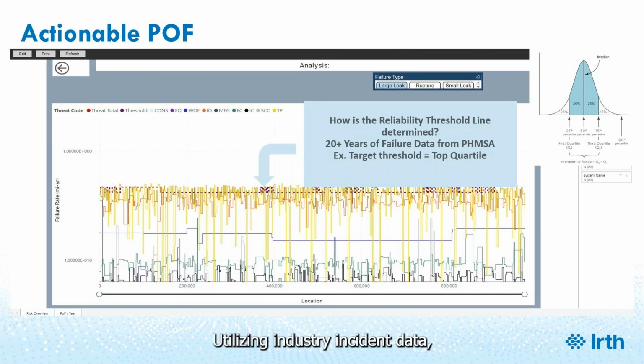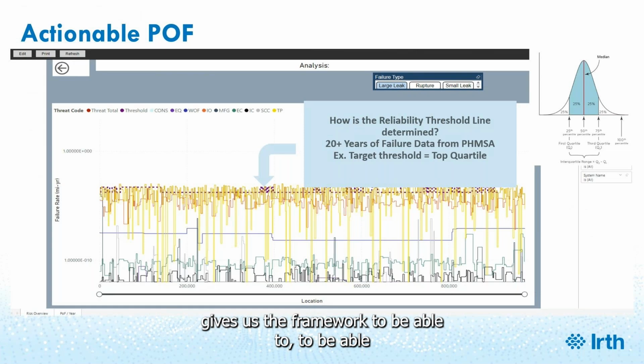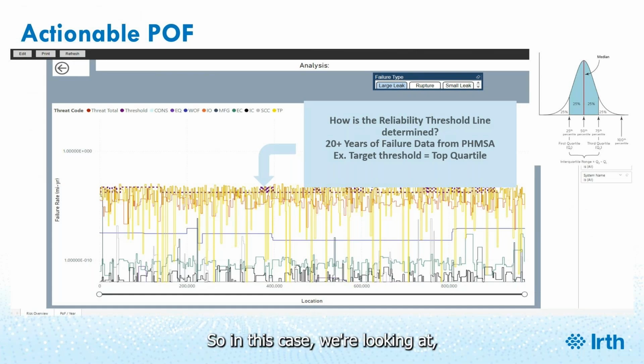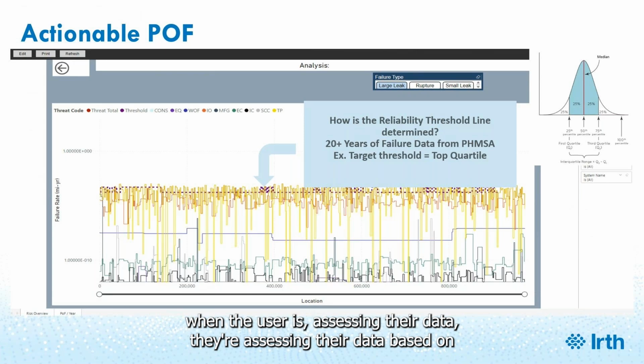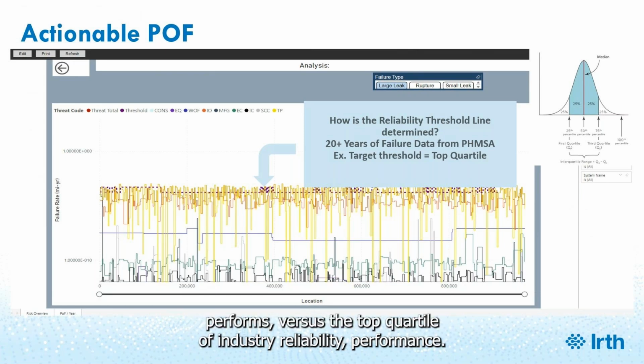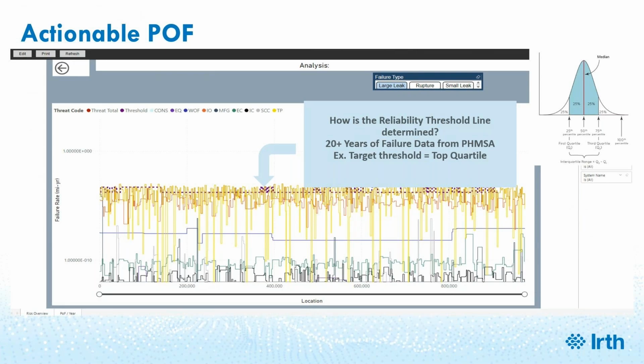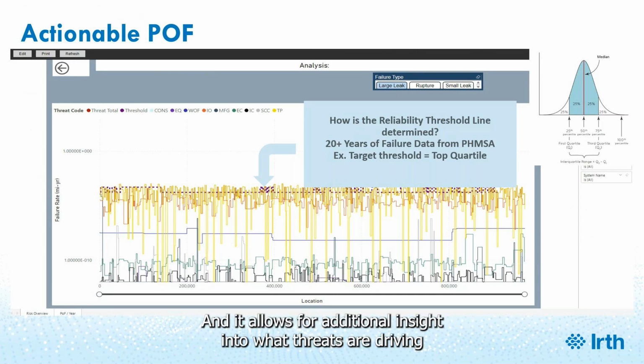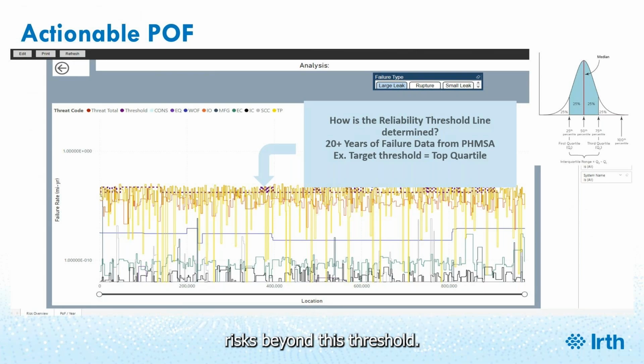Utilizing industry incident data gives us the framework to allow you to compare how your risk data compares to your peers. So in this case, when the user is assessing their data, they're assessing it based on how their pipe performs versus the top quartile of industry reliability performance. This comparison allows the user to assess their performance based on industry reliability standards, and it allows for additional insight into what threats are driving risks beyond this threshold.